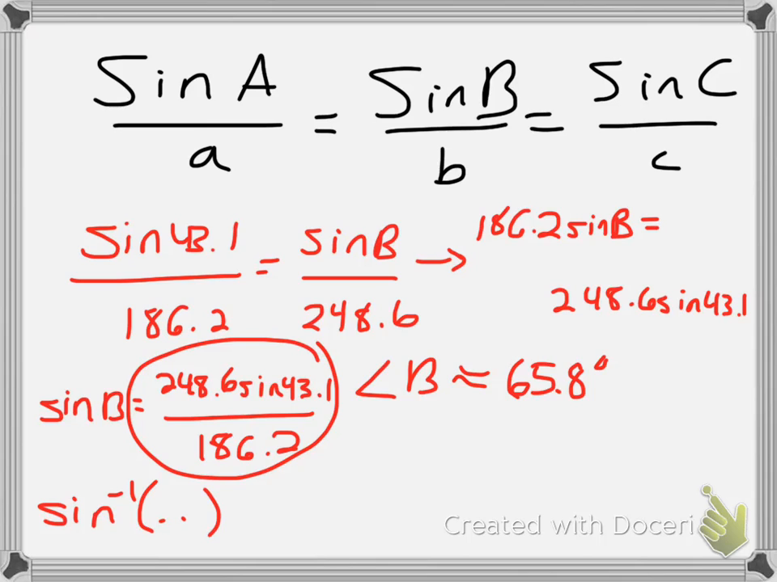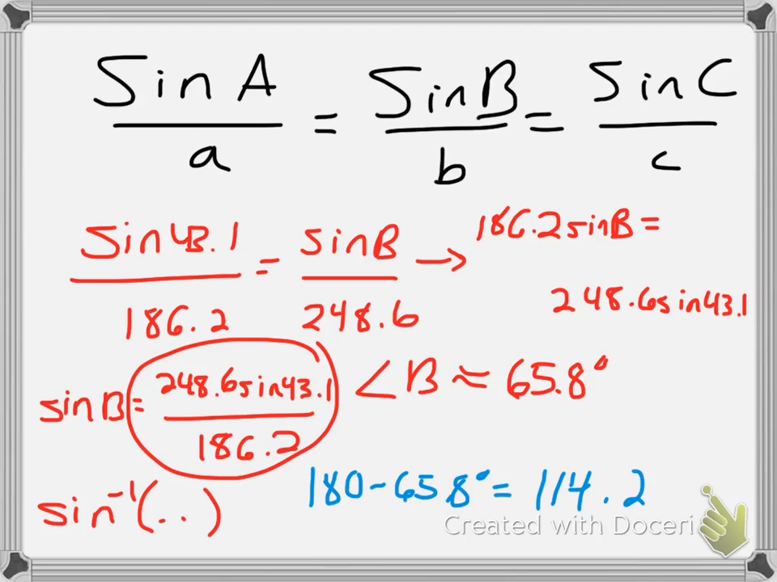Now because this is the ambiguous case, to test to see if I have a second triangle, I'm going to take the angle I just found and subtract it from 180. So I'm going to say 180 minus 65.8, and that gives me an angle of 114.2. So this is the second potential angle.